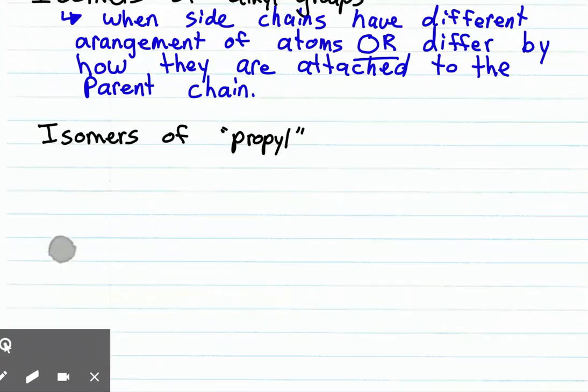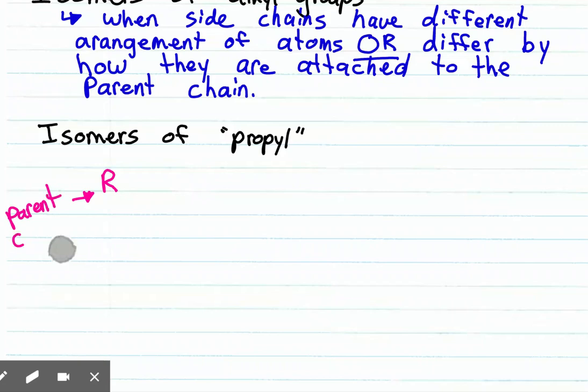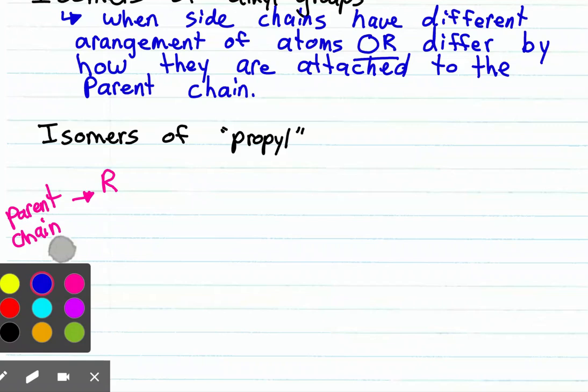Okay, so if you came to my office hours, we talked briefly about the propyl group. And there are two different ways that a propyl group can attach to a parent chain. So the first way is when we're going to use pink. We're going to use pink to represent the parent chain, and we're going to use R. That's pretty common for R to represent the parent chain, and you're going to see me do this really frequently in the next week.